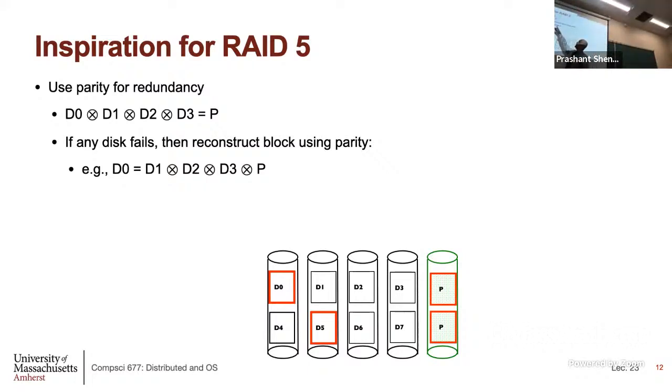Here is an example. I have 4 disks, D0, D1, D2, D3, or in this case, they're blocks. I XOR them, and I get a new block called a parity block. Now, if any of these disks fails, let's say in this case D0 is gone, so all the blocks on D0 are gone, but I still have my parity block. What I can do to reconstruct D0 is take D1, D2, D3, and P. If I XOR them together, I get back D0 because of the property of XOR.